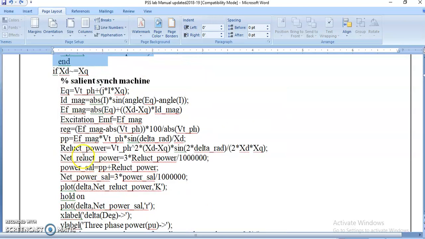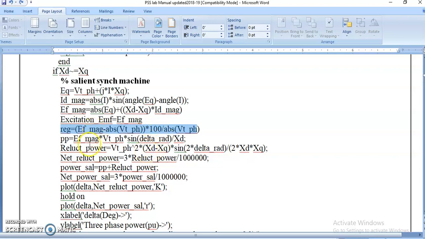Same thing you can go for salient, which is not equal. This not-equal sign you will get on the keyboard, above the tab. Okay, that symbol. Salient. So here one power we are writing E into V into sin delta divided by XD, because you will get 2 powers. Another power will be V square into XD minus XQ, sin of 2 delta, divided by 2 into XD XQ. Okay. The 2 3-phase powers you have to find. For both powers, regulation is no load minus full load by full load. These all three I defined at the starting itself.